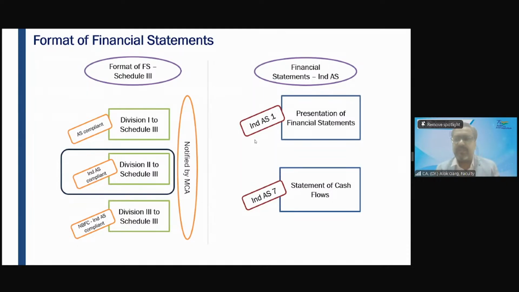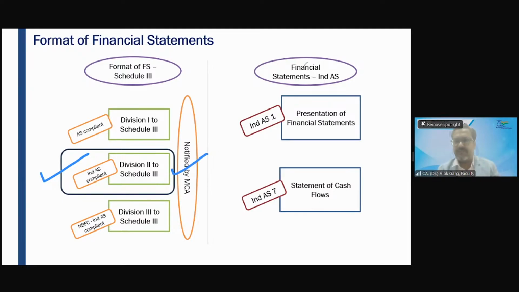And as far as presentation of financial statement is concerned, the format of the financial statement is given under Schedule 3, right? Division 1, Division 2, and Division 3. So we are learning Division 2 of Schedule 3. Division 2 of Schedule 3 is Ind AS compliant Schedule 3 for the companies other than NBFC companies. And Division 1 is on AS compliant companies. Division 3 is on those Ind AS compliant companies who are NBFC companies, right? So for us, Division 2 is more relevant.